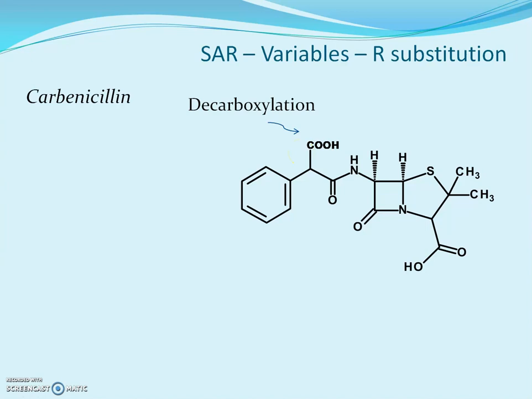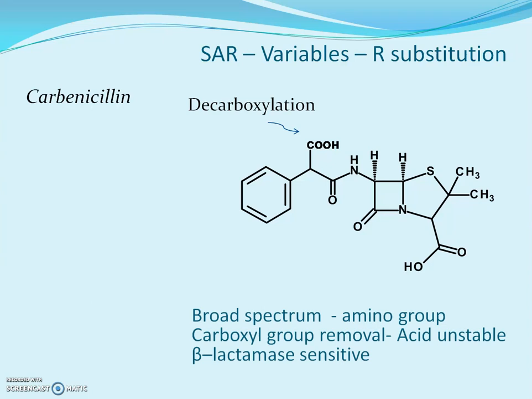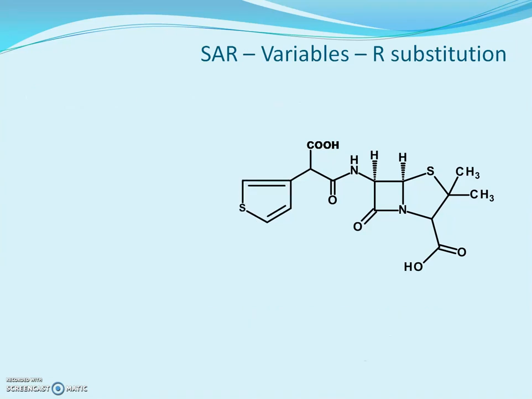So benzyl penicillin has good activity, but carbenicillin had much better activity. Because of this decarboxylation, there will be a degradation of the activity that is expected. It will show activity the same as benzyl penicillin, but not as good as carbenicillin. This is a broad spectrum antibiotic; because of carboxyl group removal it is acid unstable, and it is beta-lactamase sensitive.